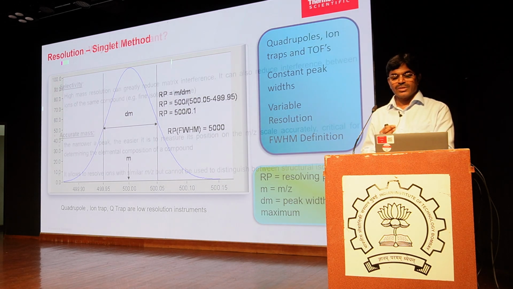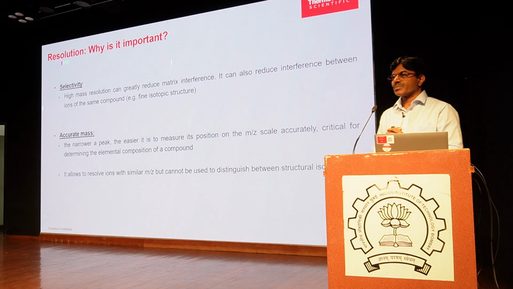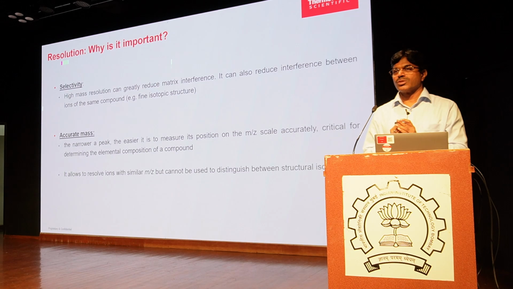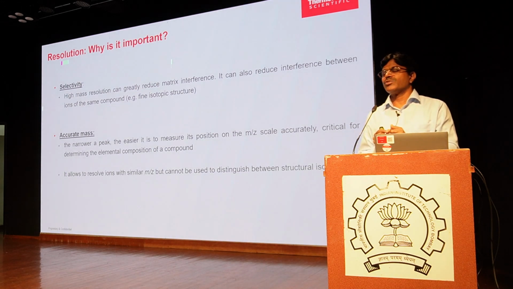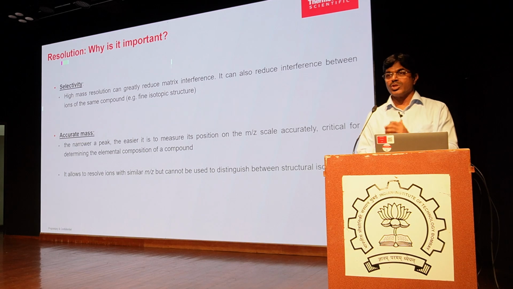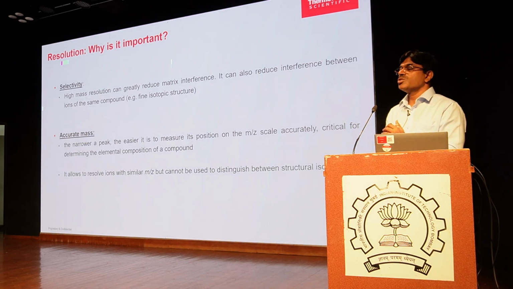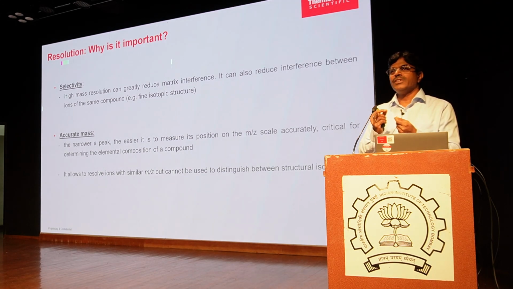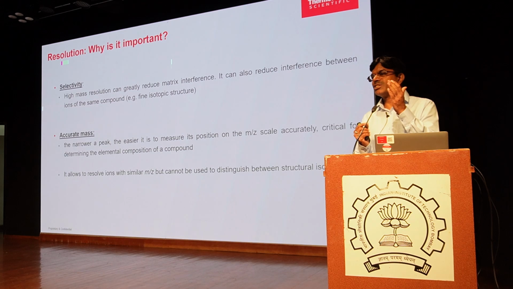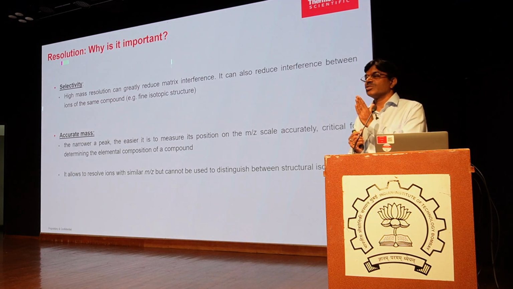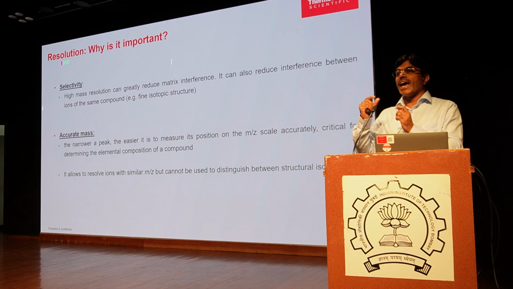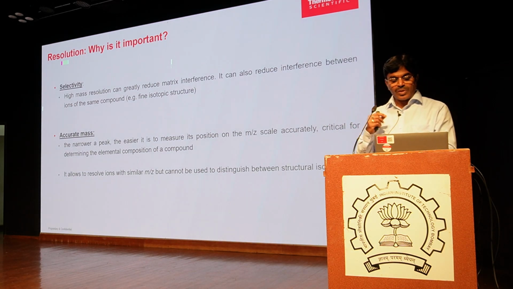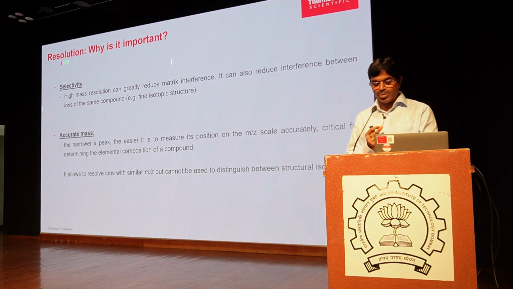So that is resolution, and why is it important? As I said, high resolution will remove the interferences because you can pick your needle from the haystack. We'll see some examples. It will remove all the interferences. And high resolution also gives me the true mass, the accurate mass of the molecule. Normally we calculate nominal mass, integer masses, but that is not the exact true mass. High resolution gives me accurate mass, true mass up to the 4th or 5th decimal. That will help me in getting the elemental composition of the molecule.